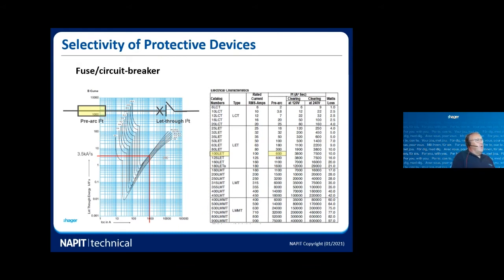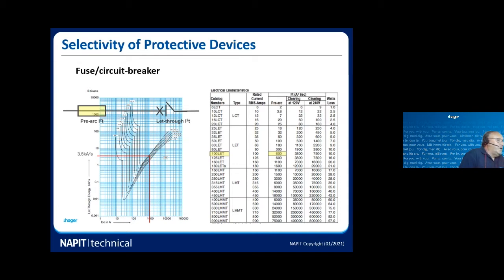So the next scenario we've got is the fuse upstream. And I've kept the same fuse for this example, but this time we've got a circuit breaker downstream. Now it's more or less the same thing we have to consider. So we have the fuse upstream being 100 amp, has a pre-arc value of 600. Now how much energy would go through a 63 amp circuit breaker under fault conditions if it was the downstream device? Now, these are the lesser known tables you'll see from manufacturers, but you should be able to get these from most, if not all, manufacturers.